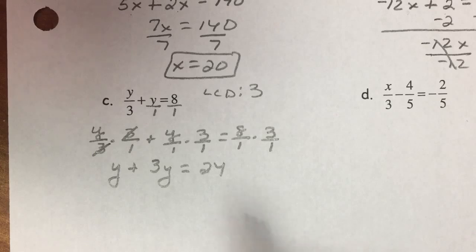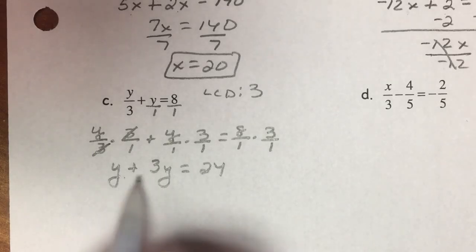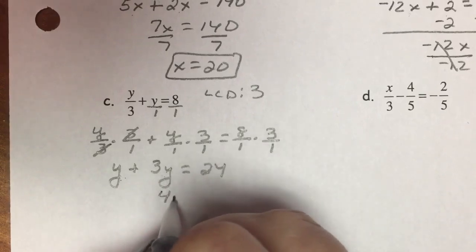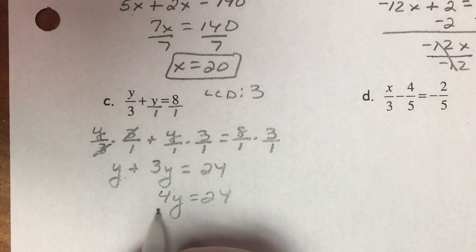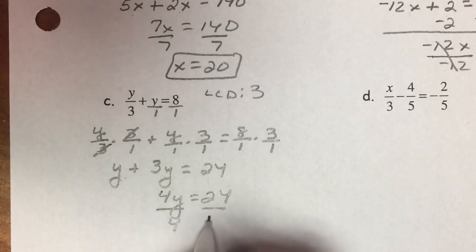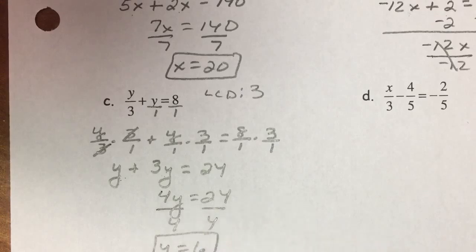So let's go ahead. You can see that I have 2 like terms to combine on this left-hand side. 1y plus 3y is 4y. And if I divide both sides by 4, you're going to get y is equal to 6.